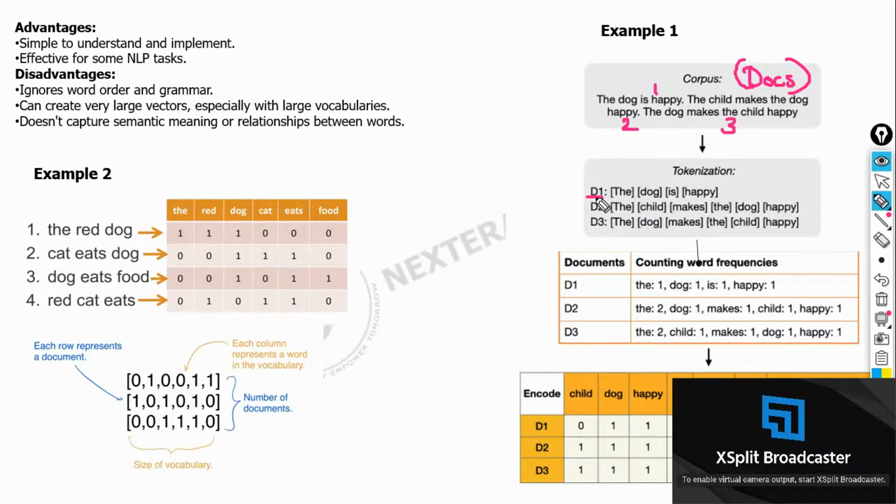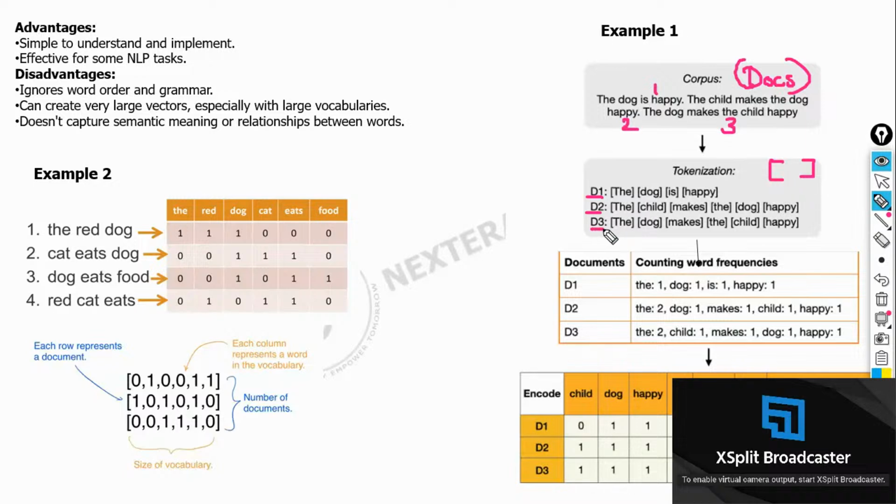Yes, good. So I'm taking document 1, I'll get the tokens as: the, dog, is, happy. What does the second document tell? On the second document, if I go and apply word tokenization, I'll get: the, child, makes, the, dog, happy. All of them are individual tokens. For that reason, we have them in square brackets. Within the square braces, we have the tokens.